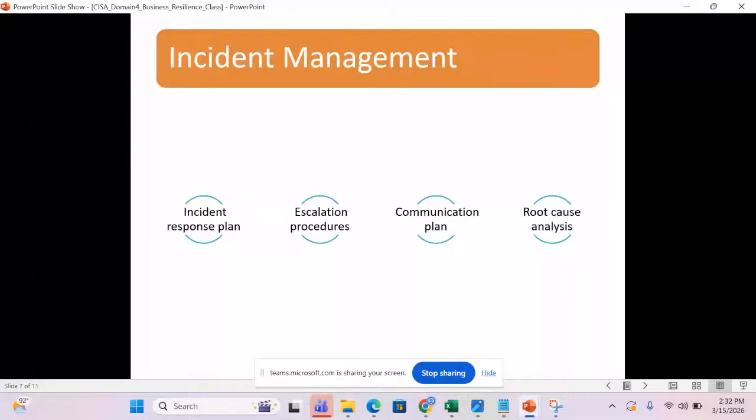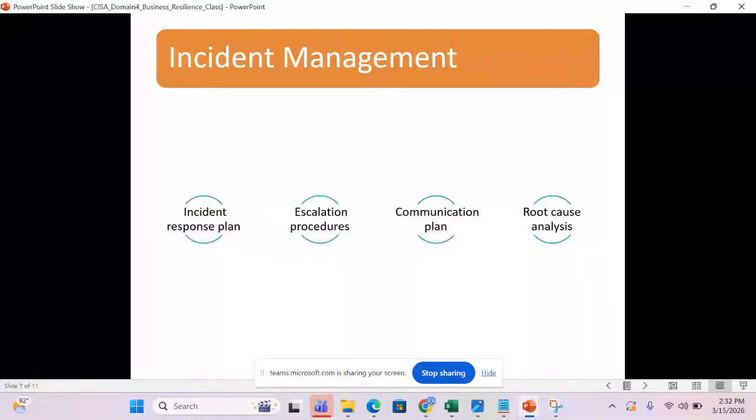So that's what incident management is all about. Regardless of the controls you put in place, you can still have incidents, be it internal threats or external threats. The question now is how have you been able to contain that incident through your incident response plan, escalation procedures, communication plan, and root cause analysis.